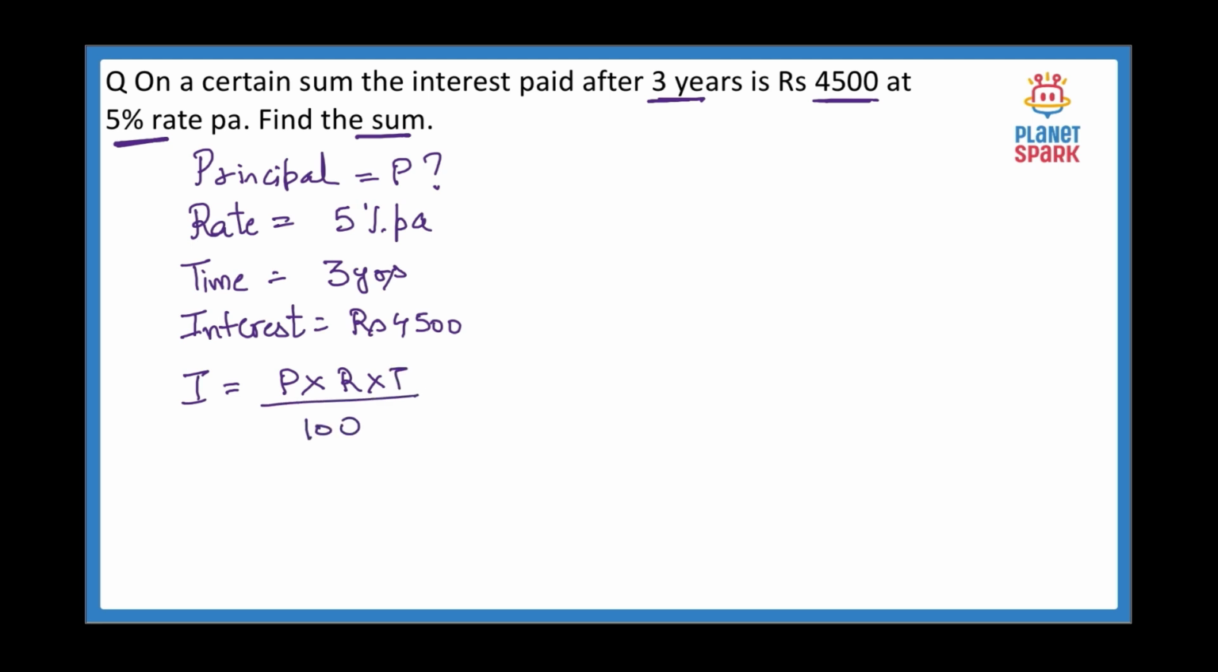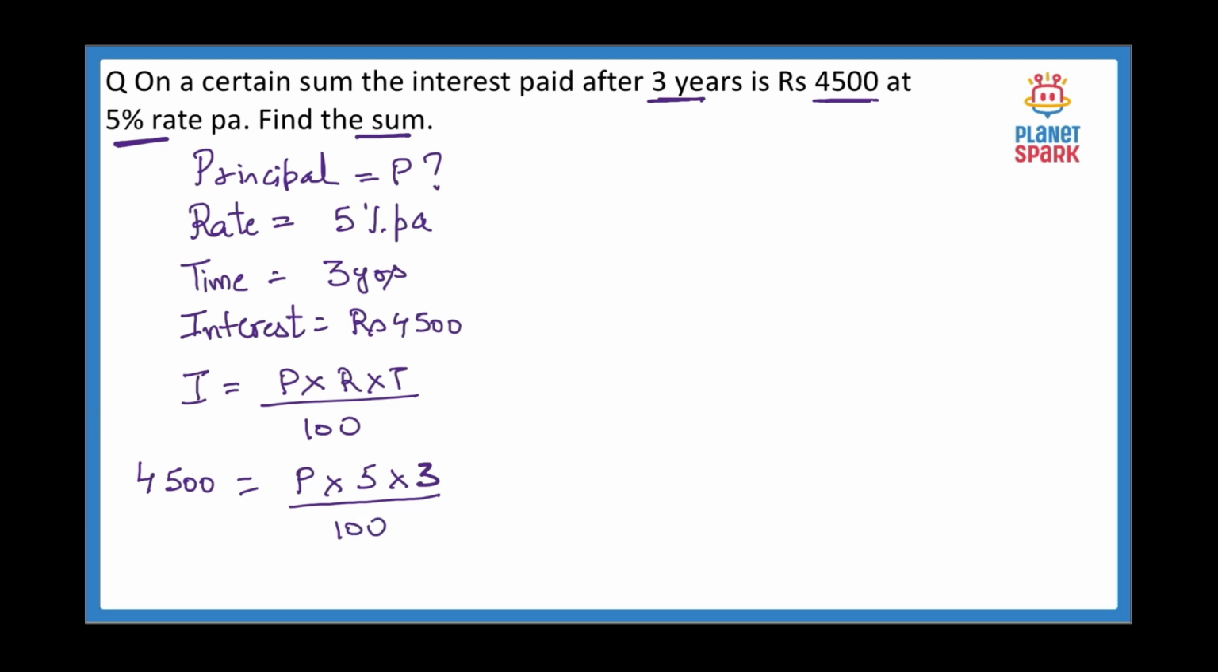Interest is 4500. Principal, I don't know. Since I don't know principal, let it be P only. Rate, in place of rate, I am going to write down 5. In place of time, I am going to write down 3, divided by 100.